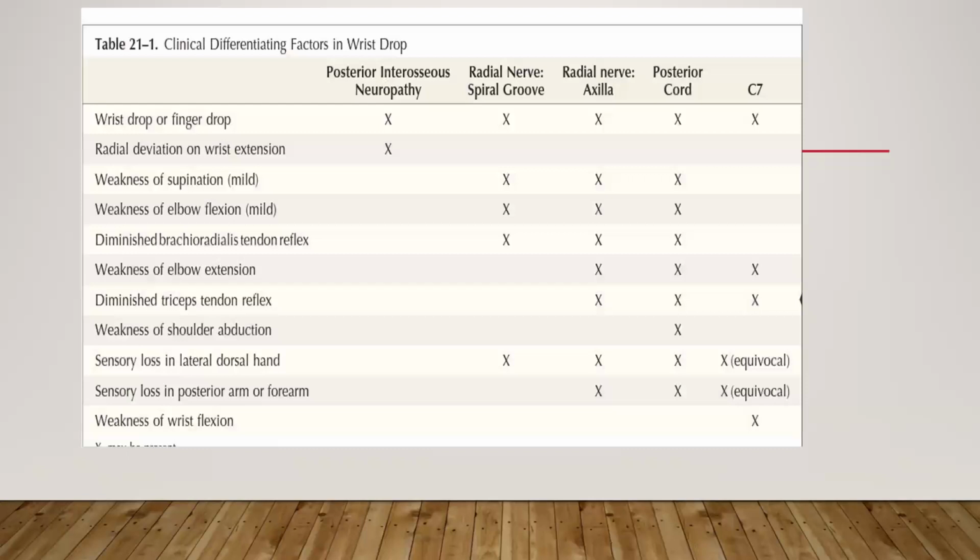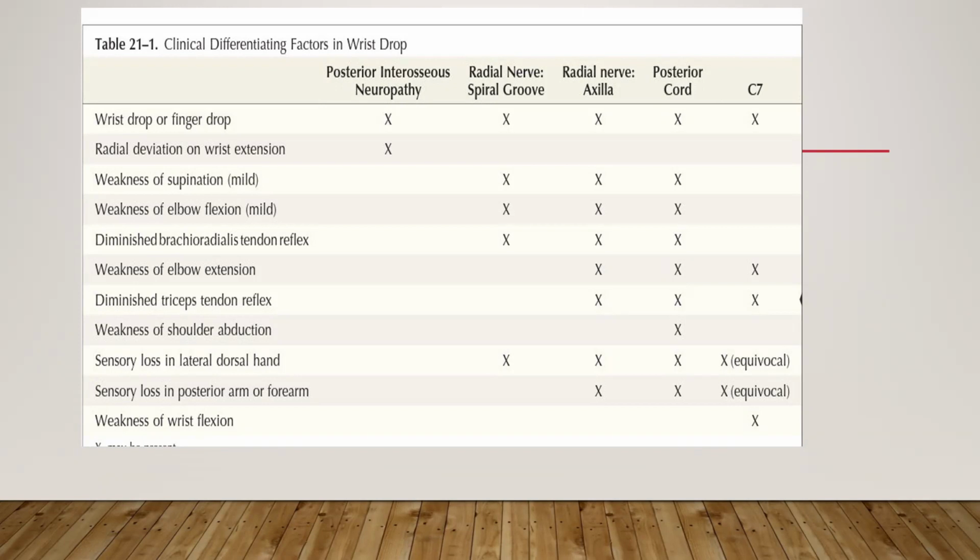Can you read this? In posterior interosseous neuropathy, there is wrist drop and finger drop. To differentiate between the PIN and the radial nerve at the spiral groove, we have to see weakness of supination, weakness of elbow flexion, and diminished brachioradialis reflex, which is absent in PIN palsy.